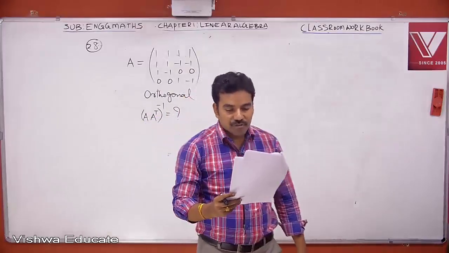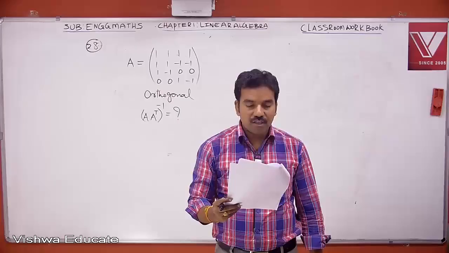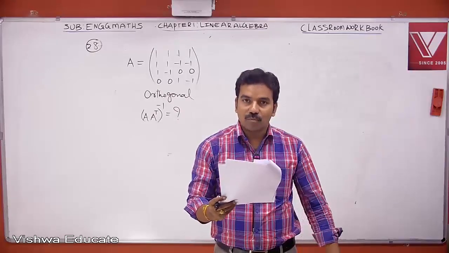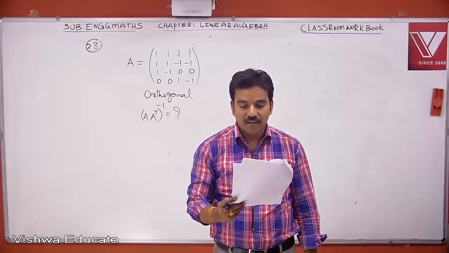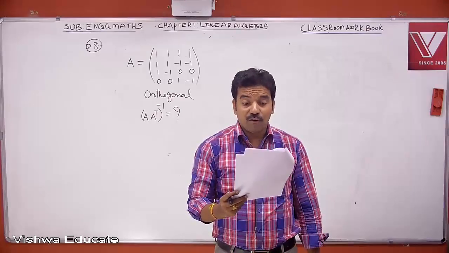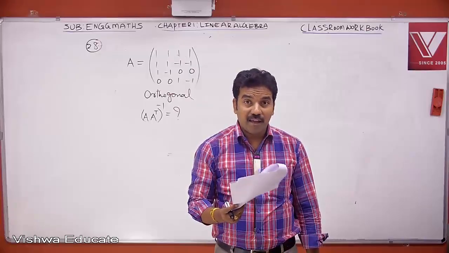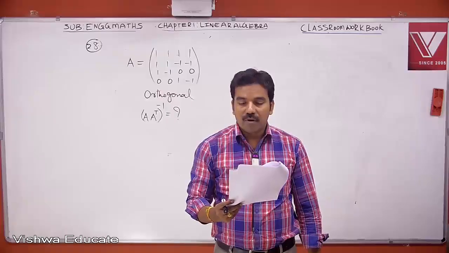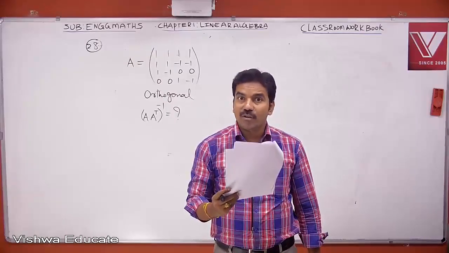When you look at the options, every option is a multiple of the identity matrix. First option is 1 by 4 into I4. Second option 1 by 2 into I4. Third option I means I4. Fourth option is 1 by 3 into I4. See, it is a 4 by 4 matrix. You can find its transpose and then you can multiply A with its transpose. So up to that it is simple. But if you want to find the inverse of a 4 by 4 matrix, it is a very complicated issue.